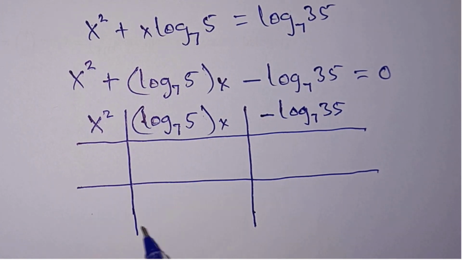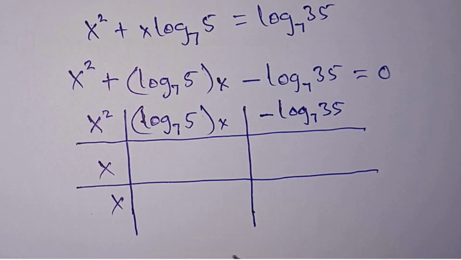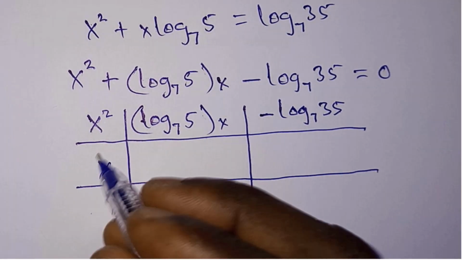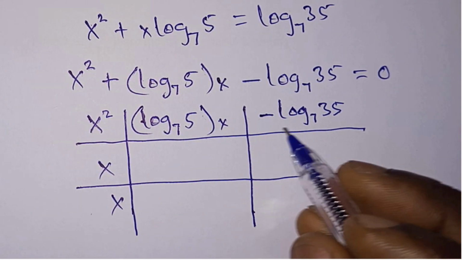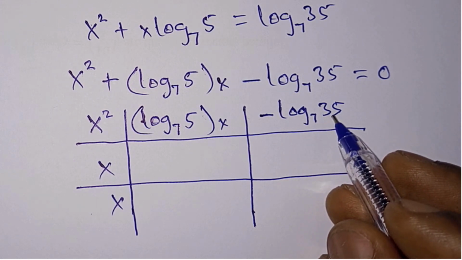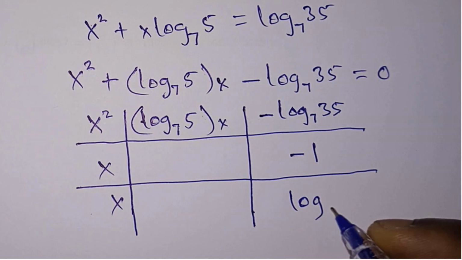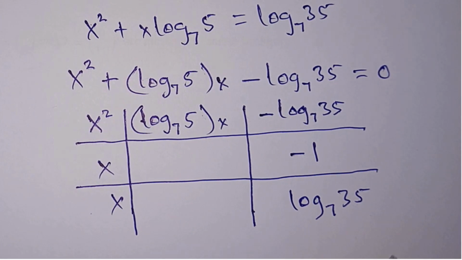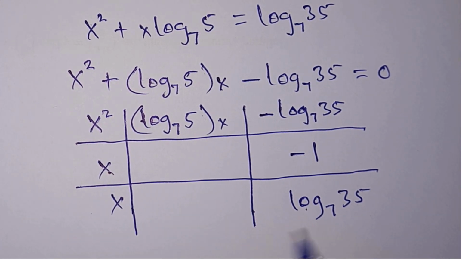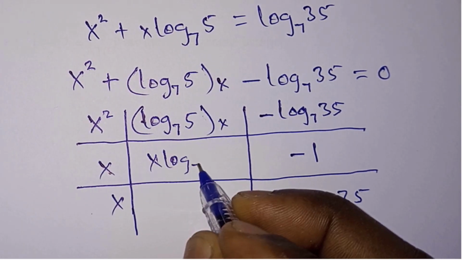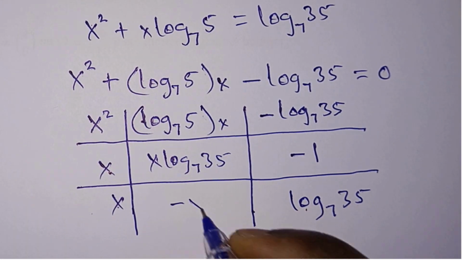Right. Then from here, you ask yourself what times what gives you x squared. We can have x times x. Now forget about the middle part. If you get this column and then this column, we are good to go. Then you also ask yourself what times what gives you negative log in base 7 of 35. We can have negative 1 times log in base 7 of 35. And if you want to get the middle here, it's a matter of multiplying this x by this one, so you have x log in base 7 of 35. Then this side, x times negative 1, which is negative x.